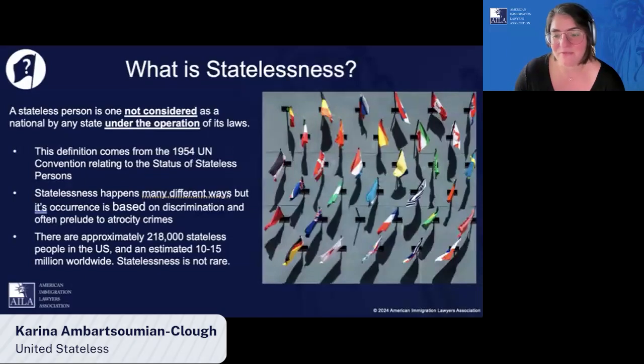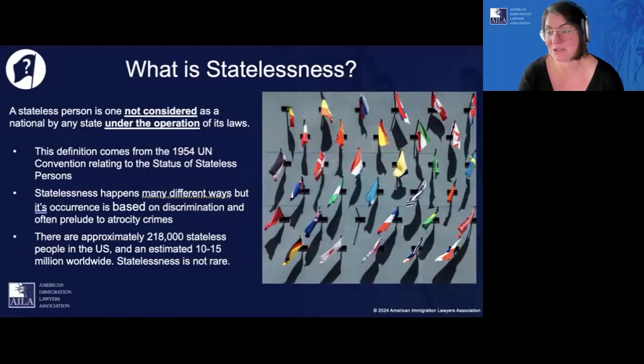I wanted to start off by explaining a little bit more what statelessness is. If you haven't heard of statelessness, it is not unusual for this issue to be unheard of. A stateless person is a person who is not considered as a national by any state under the operation of its law. This definition turned 70 years this year. It is derived from the 1954 United Nations Convention relating to the status of stateless persons. And that is a direct result of the Allies winning World War II.